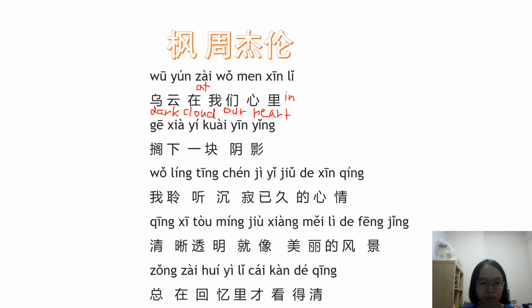搁下 is put or put aside. 一块 is a 量词. A 量词 is a term in Chinese which is used to describe the quantity of the noun. So for every noun, there's a 量词 that is paired with it. So 一 is 1. 阴影 is shadow. It can also be trauma.